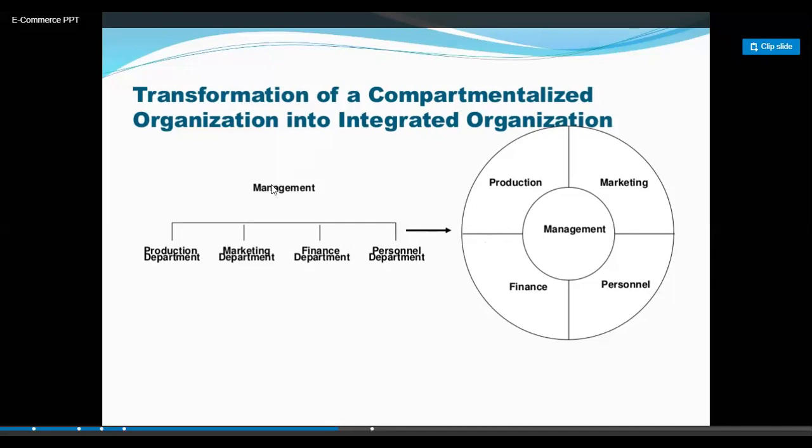Earlier there was one person sitting on the management seat at the top level, and they were only looking towards all the departments. But now the scenario has changed. Now they have to recruit a person for every different department, so that each department has one particular professional person dealing with that department separately. Okay.